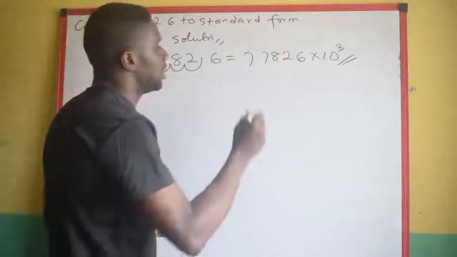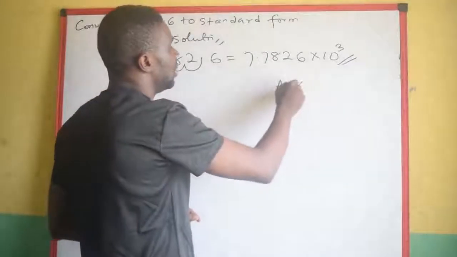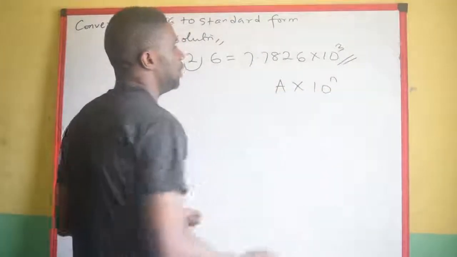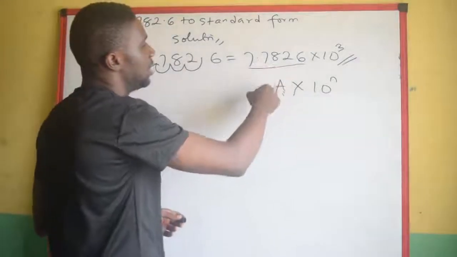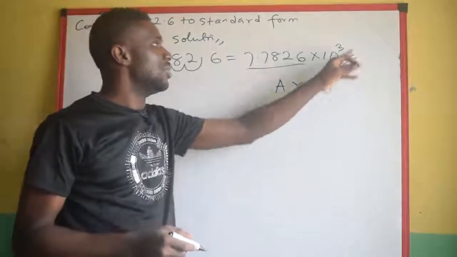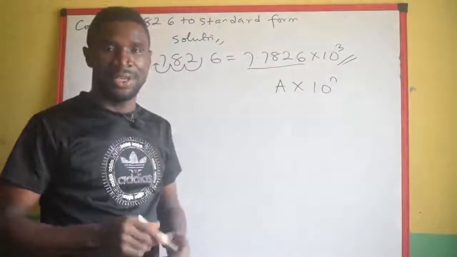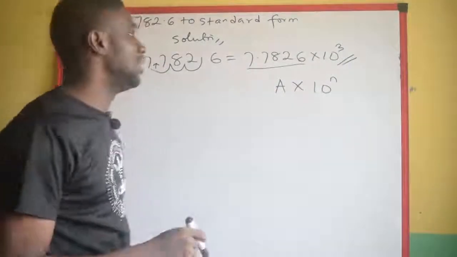Now you will understand that initially I told you that that number must be in this form. So if you check here, this part is now your A, and this n is nothing but 3 as it stands.